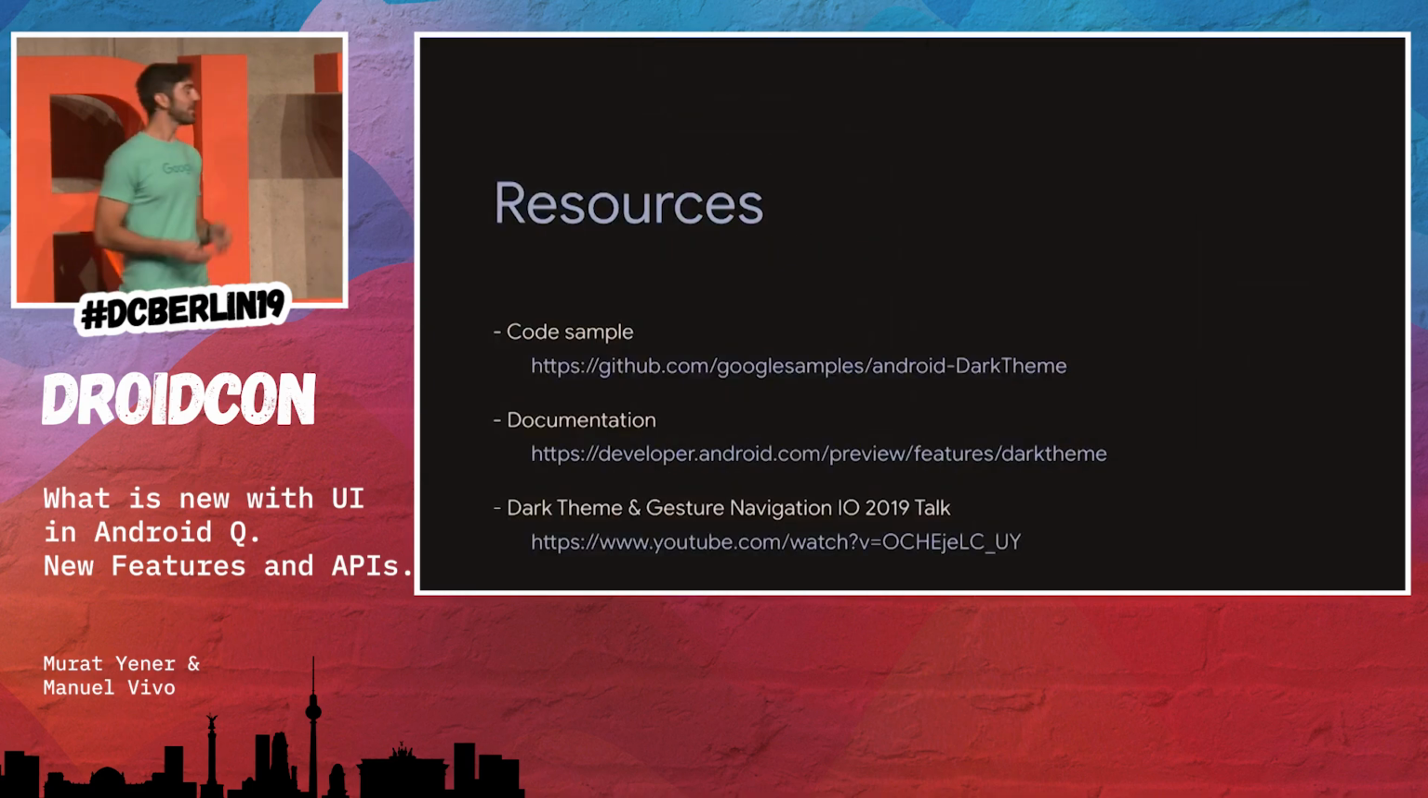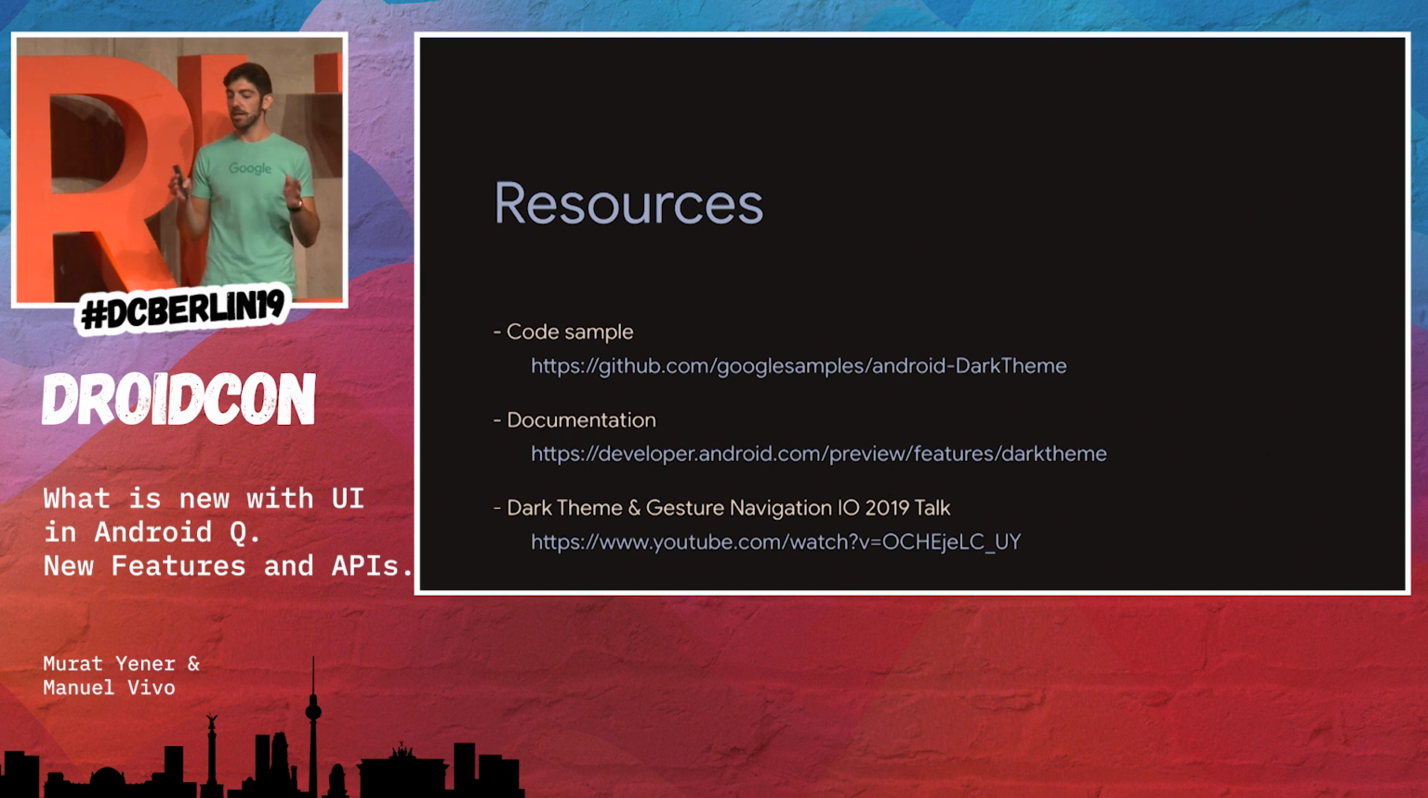If you want to know more about this, you have a code sample also available. That is a very simplistic code sample that makes you see how powerful this can be using theme attributes. More about it in the documentation, and then there is the Dark Theme and Gestural Nav I/O talk, which is pretty interesting.